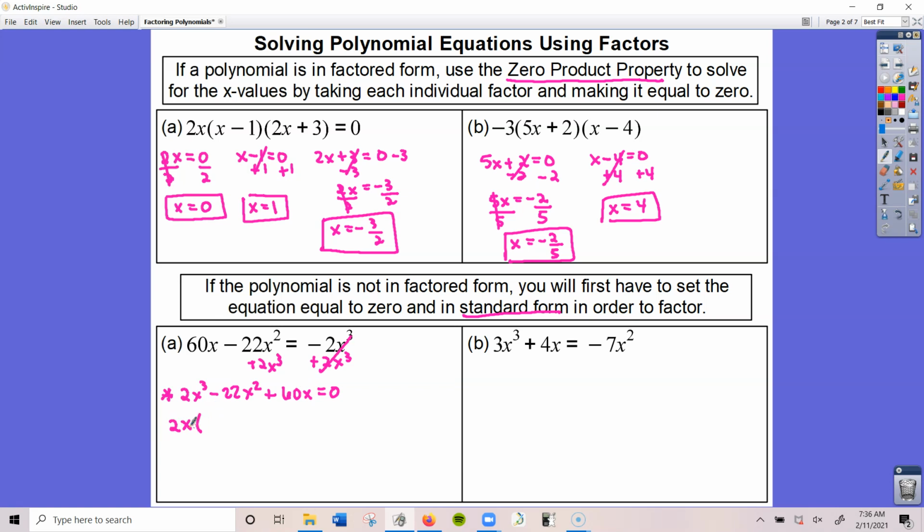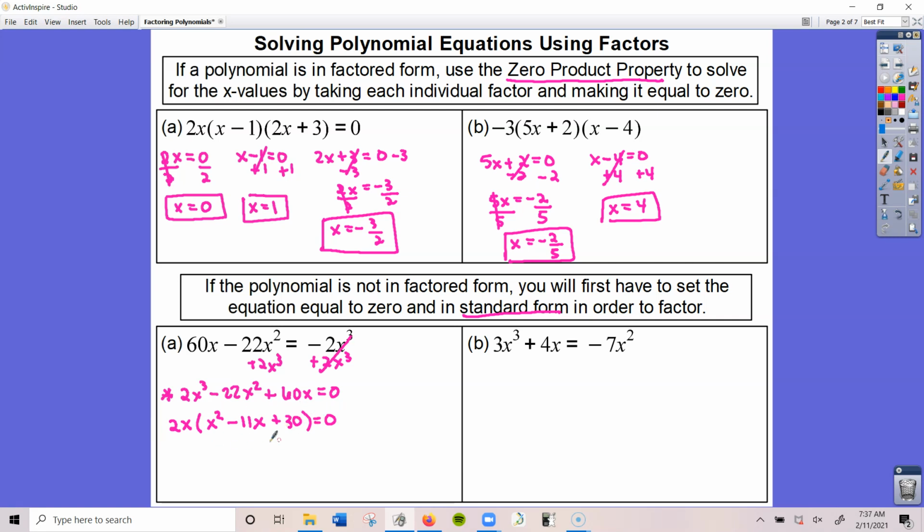Now let's see what I get when I take out the 2x. Remember that when we're factoring something out, that's basically dividing it from each term. So 2x to the third divided by 2x is x squared. 22 divided by 2 is 11. I already took out an x, so there's only one left. Plus, and then 60x divided by 2x would be 30.